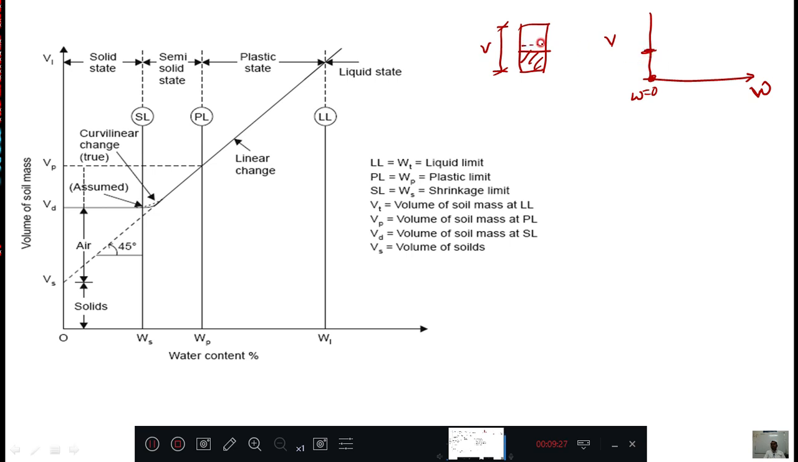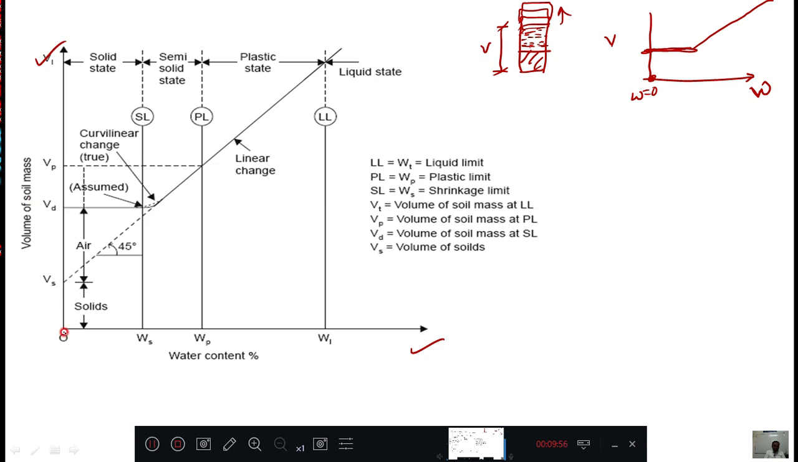Then I added a little amount of water to this one. The volume has not changed, constant. Again I added water, volume not changed. Again I added water, volume again constant. Then onwards, if I add water, volume changes. Volume is increasing. That you can see here. This is water content on the x-axis and volume of soil on the y-axis.